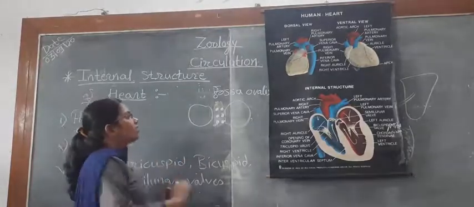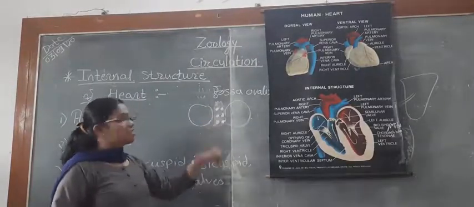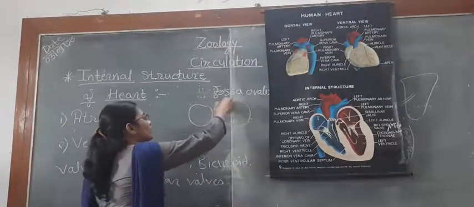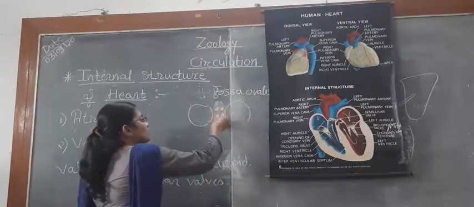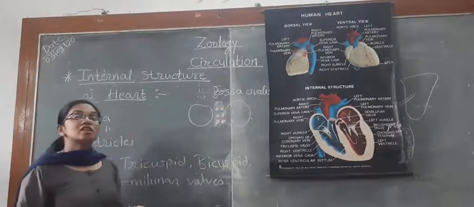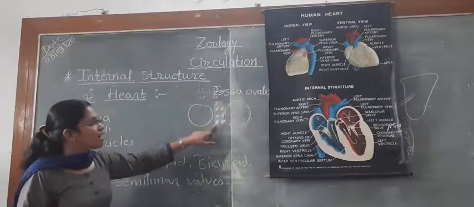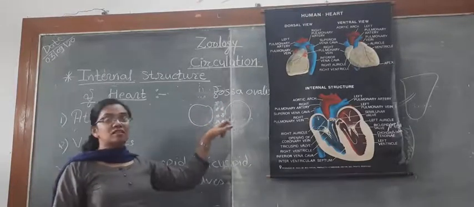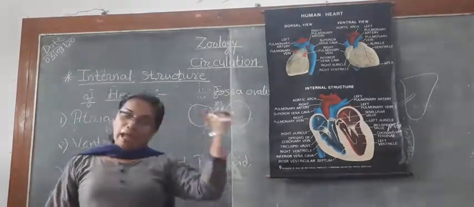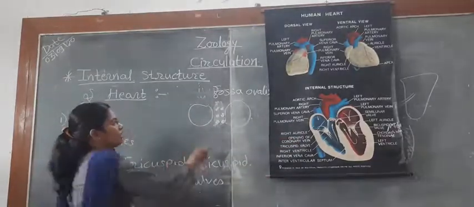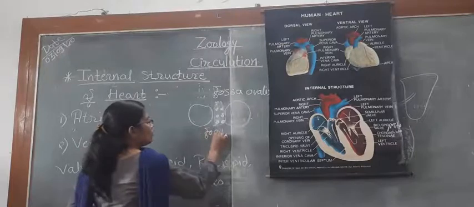So in normal cases, this opening gets sealed, and that is why it just gives the appearance of the fossa ovalis. It is a remnant of the ductus arteriosus in the embryo. So it is generally called the foramen ovale. It is called the foramen ovale.